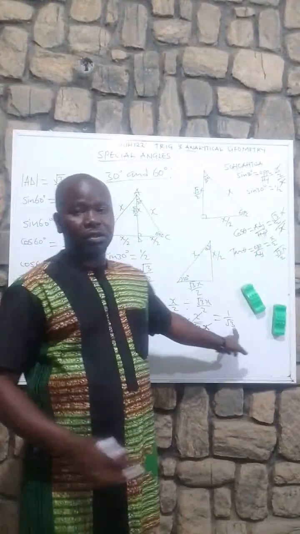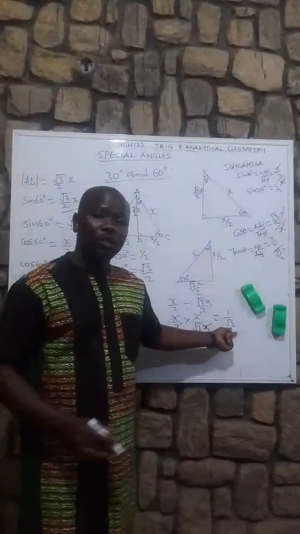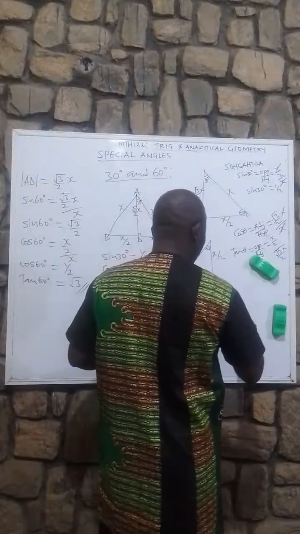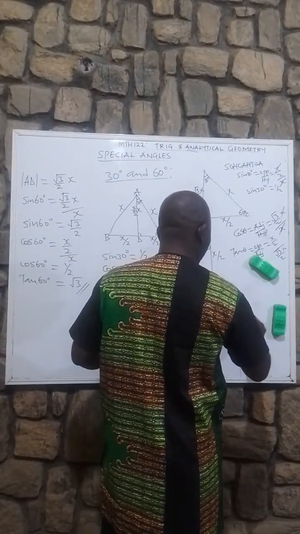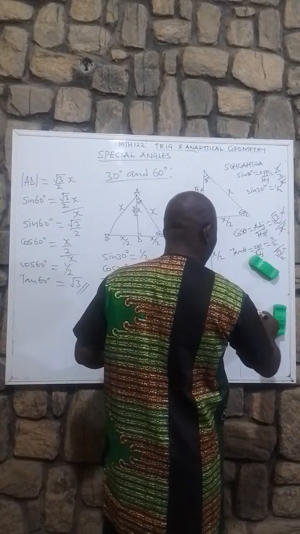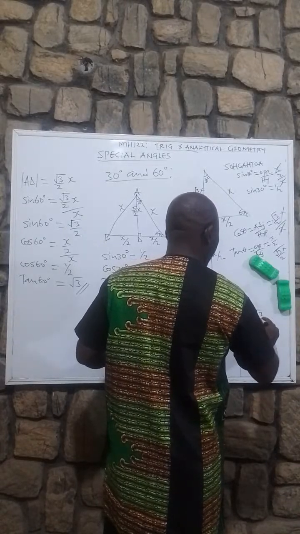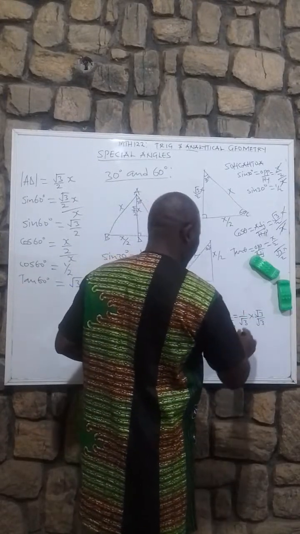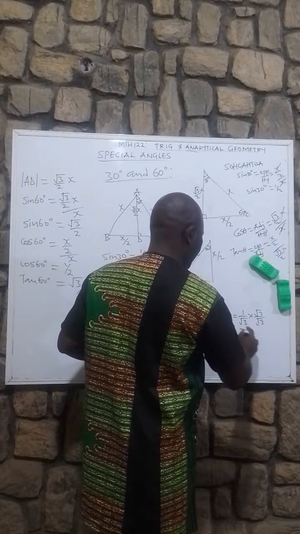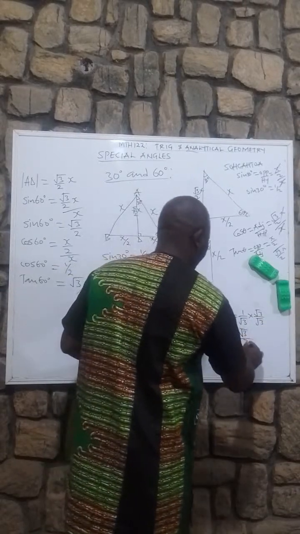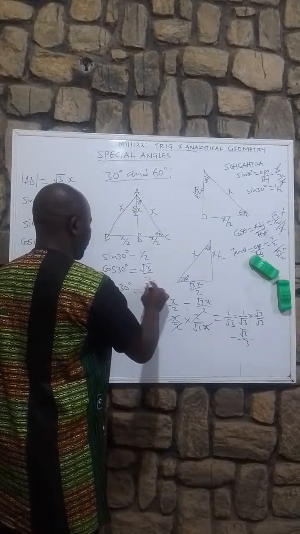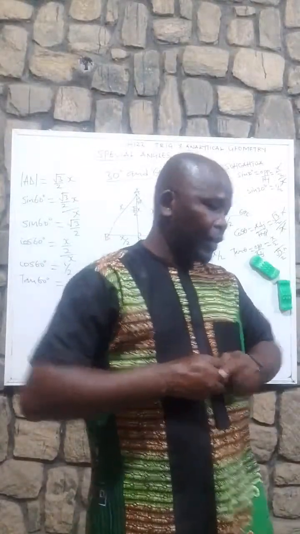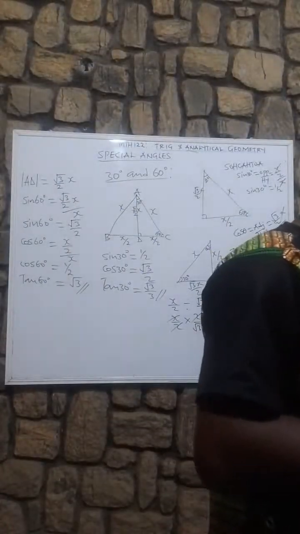But we are not going to stop here because the denominator is in surd form. So you have to rationalize. Is that clear? So this is equals to 1 all over root 3 times root 3 all over root 3. Then this will now give us what? 1 times root 3 is root 3, all over root 3 times root 3 is 3. So therefore, this is root 3 all over 3. This is how we are going to consider special angles.